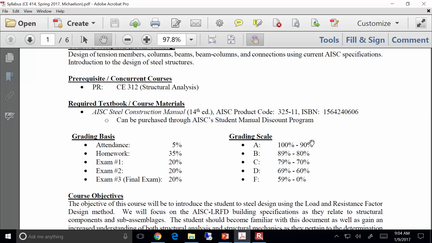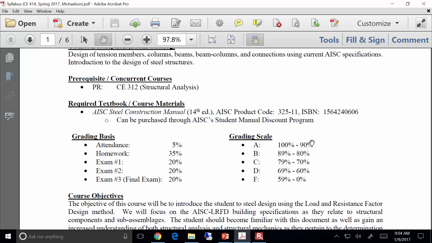Now, one thing, if you don't already have the manual, that's okay. That's no big deal. We're not going to need the manual for the first, I'd say, week or so. But you are going to want to get it as soon as possible because starting right around week 2, we are going to use it.